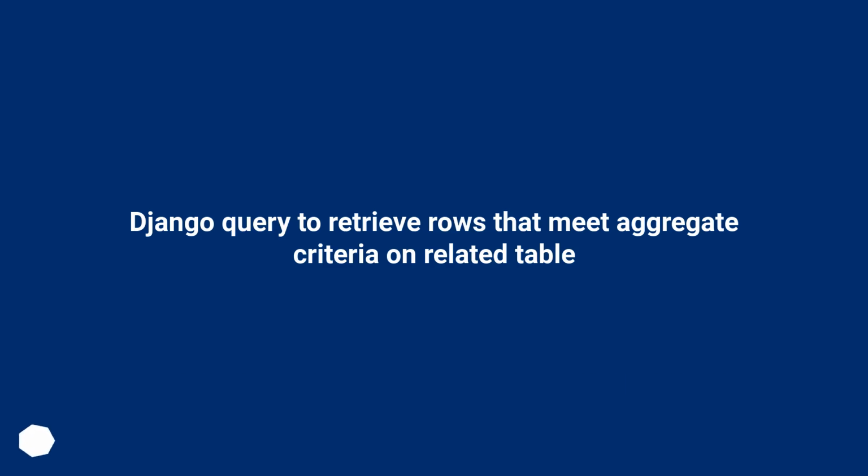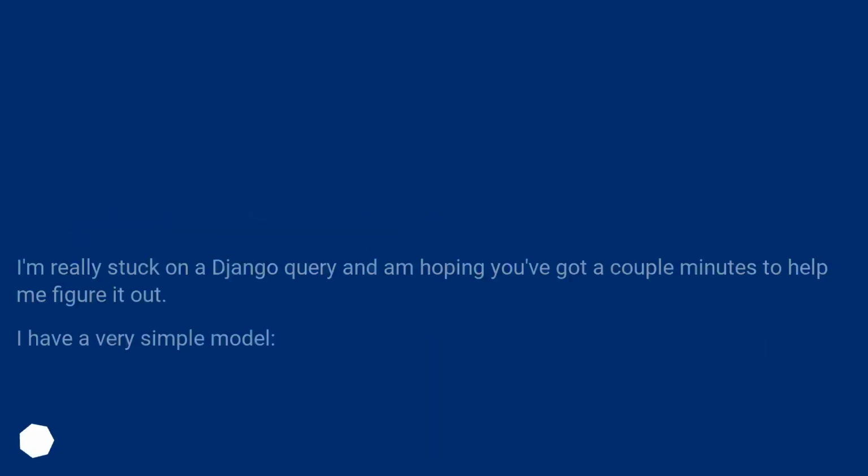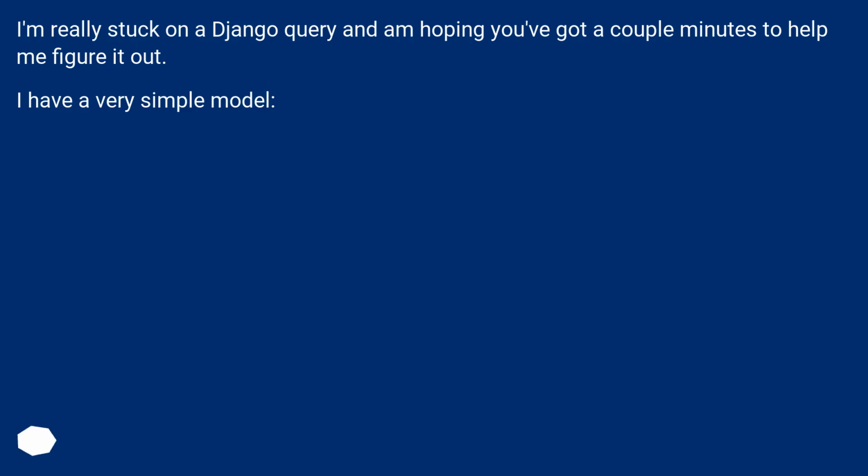Django query to retrieve rows that meet aggregate criteria and related table. I'm really stuck on a Django query and I'm hoping you've got a couple minutes to help me figure it out. I have a very simple model.